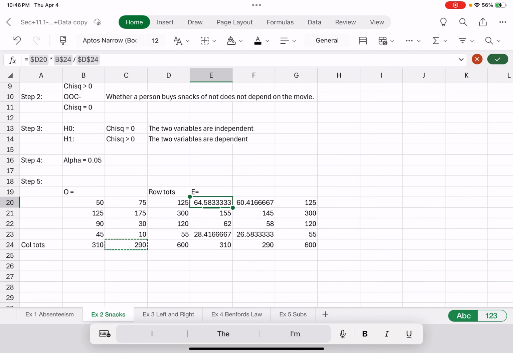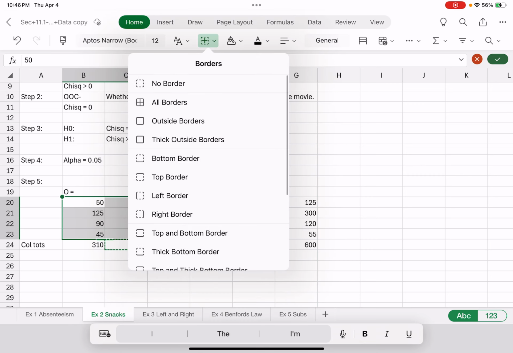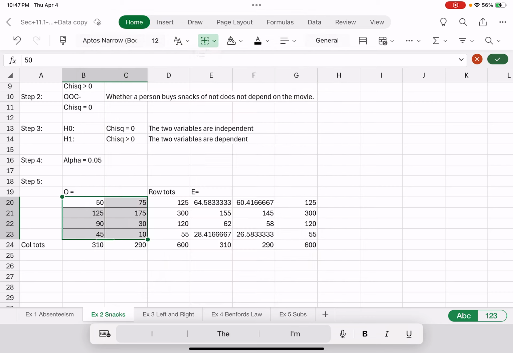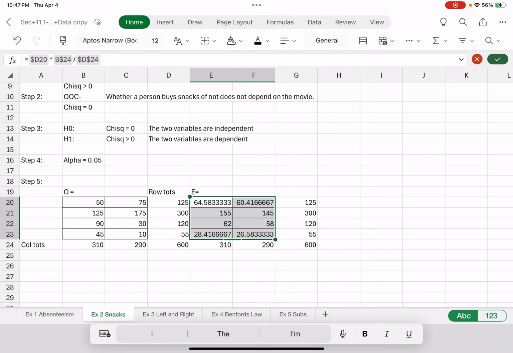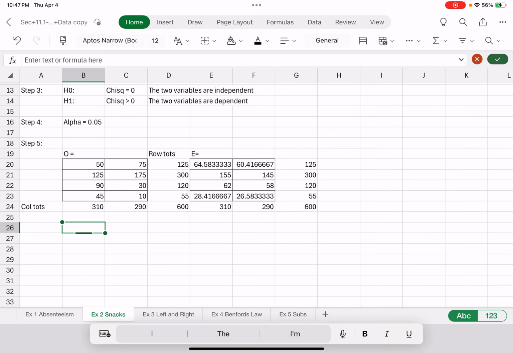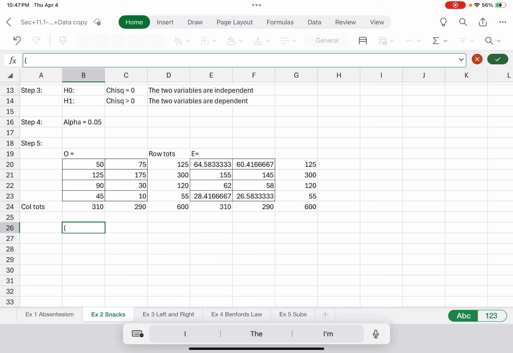All right, so there's my observed. Go ahead and put a border around that. And here's the expected. Put a border around that. All right. Now, what I need is, and I'm at a loss of words to put this, I'll put this right here. This thing is going to be my O minus E squared divided by E equals, and that's going to go in this table here.